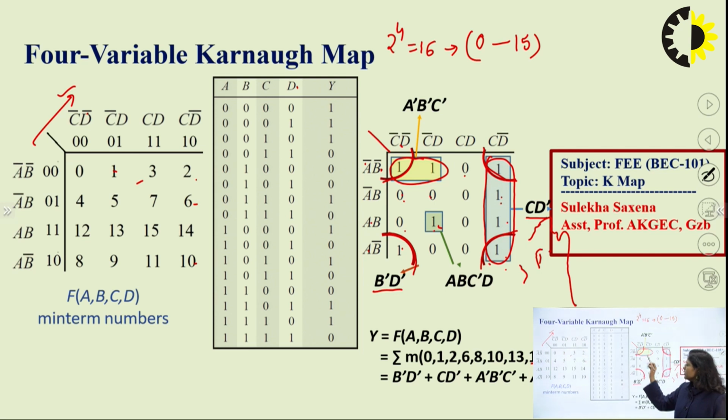For this pair, from the left side it is A bar, B bar, and from the top side C bar, D bar and D will be cancelled out, so C bar remains. So A bar, B bar, C bar. And for this single one, the value will be A, B, C bar, D. So the resultant expression will be C D bar plus B bar D bar plus A bar B bar C bar plus A B C bar D. So we found each term from the groups and summed all the terms to get the SOP form min-term expression.